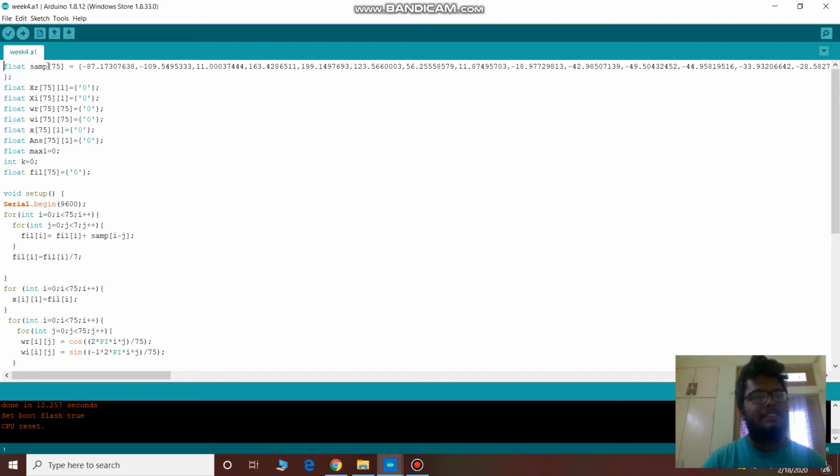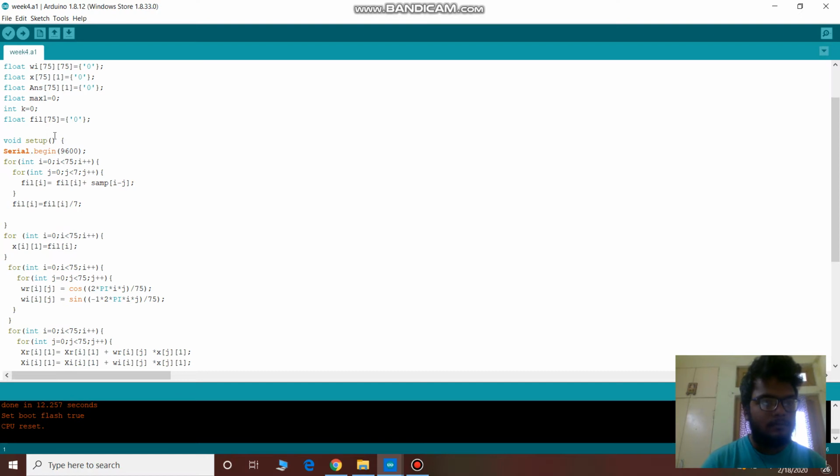First we take the input of 75 samples, that is 25 hertz and 3 seconds, so it will give us 75 samples. Then I have taken these matrices, and I'll explain each individual matrix. This first XR is the real part of the output, and XI is the imaginary part of the output. These both are column matrices. Now WR and WI are the coefficient matrices, real coefficients and imaginary coefficients. And this is the sample input, x of 75, also a column matrix.